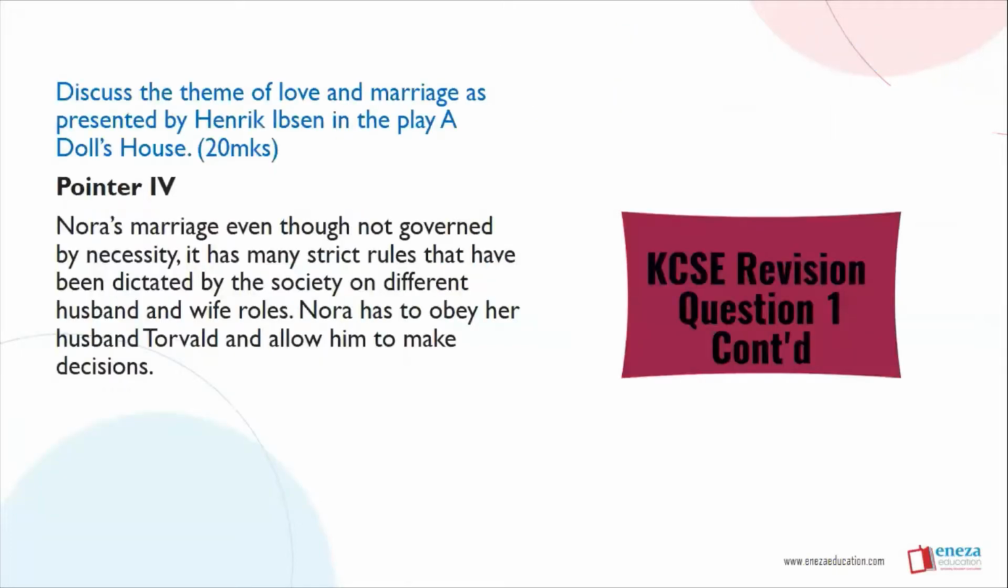Point number 4, Nora's marriage, even though not governed by necessity, has many strict rules dictated by the society on different husband and wife roles. Nora has to obey her husband, Torvald, and allow him to make decisions. So now this is a presentation of marriage. We have many rules governing marriage in that society, and different roles presented by the society to the husband and to the wife. Nora has to obey her husband, be submissive to him, and allow him to make decisions in that family.